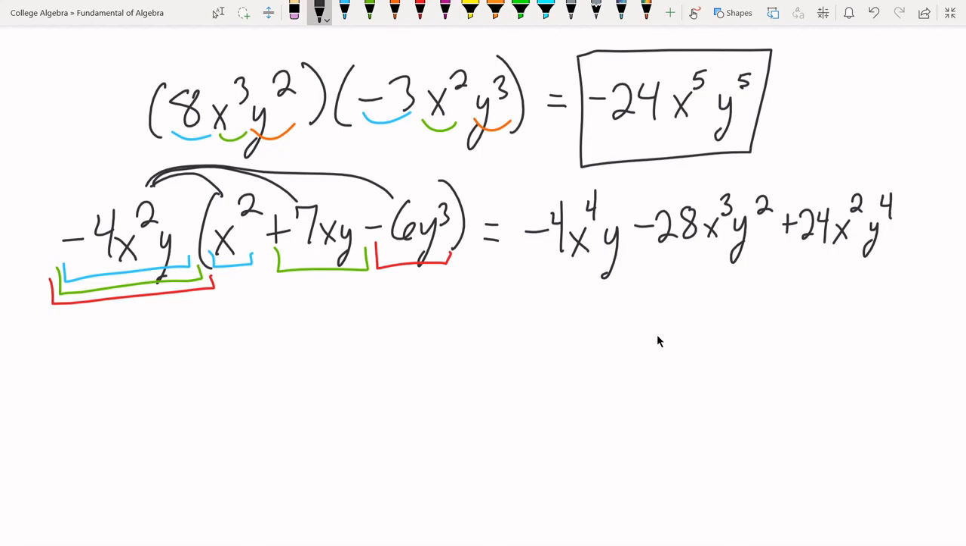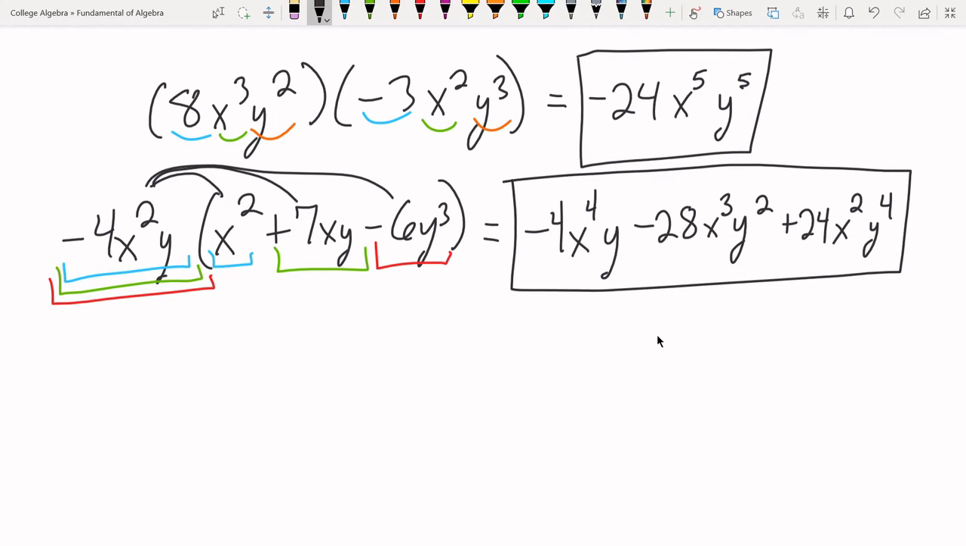We always have to ask, are there like terms after we do the multiplication? Because we need to combine those. In this case, there's not. There's no variables that are exactly the same. So this is the answer to that multiplication. All I did there was distribution. Let's look at another one.